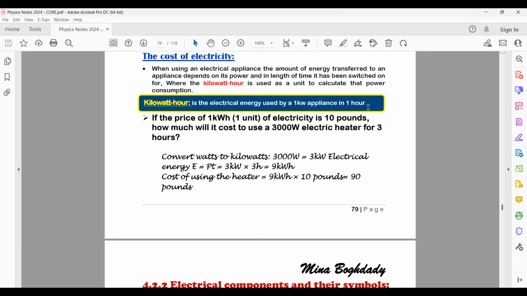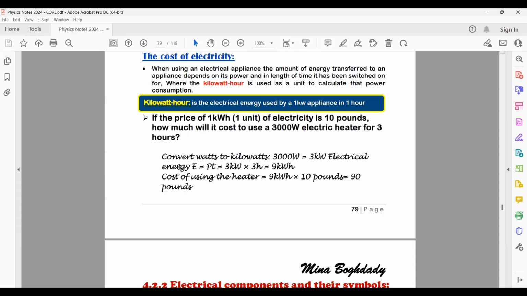Let's take an example to know how much we will pay for this appliance to work for 3 hours. He's telling you if the price of 1 kilowatt hour of electricity is 10 pounds, tourist prices of course. How much will it cost to use a 3000 watt electric heater for 3 hours? First of all, the unit is kilowatt hour. So we need to convert the watts to kilowatts. We're going to divide by 1000. 3000 watts is equal to 3 kilowatts.